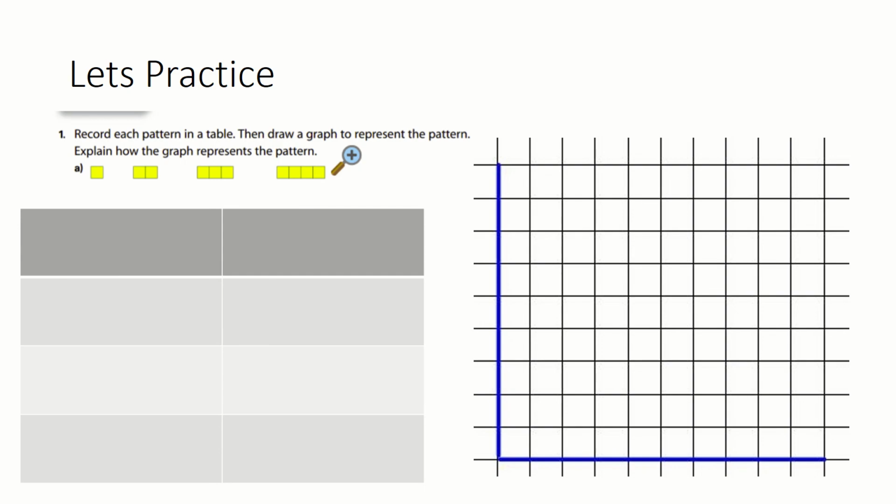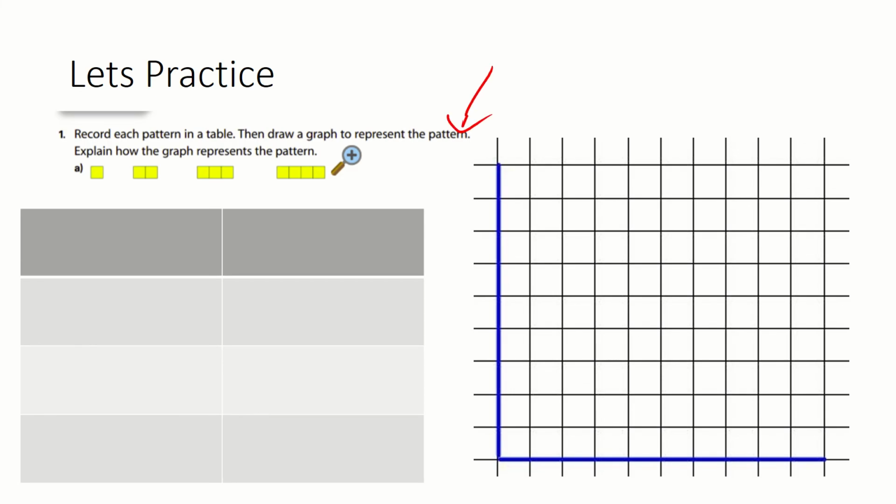So let's graph this bad boy, all right? So record each pattern in a table, then draw a graph to represent the pattern, explain how the graph represents the pattern. So you guys have to do this in your assignment today. We're going to do this one together.